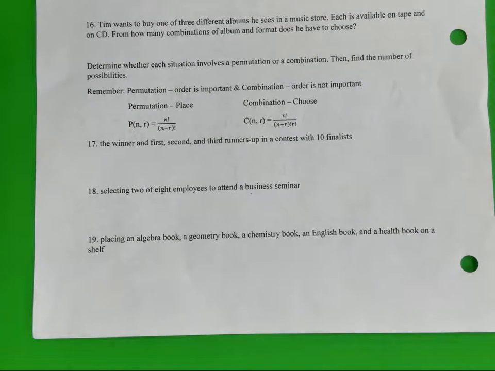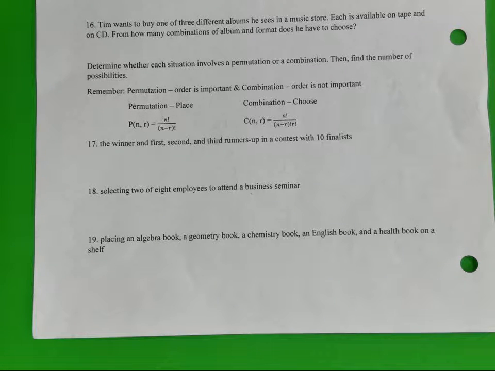First thing you do on these, you've got to determine whether it's a permutation or a combination. Permutation, order matters. And the way I remember it, permutation, place. You're placing something. You're arranging something. Combination, you're choosing something. Okay? Do I have everybody's attention, or do I need to get real loud?